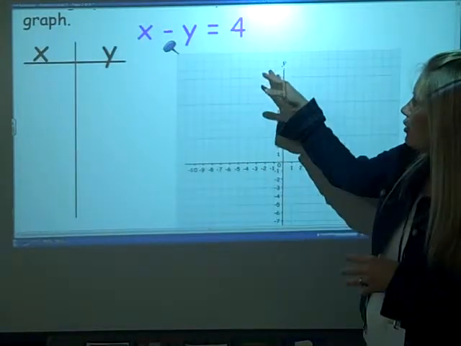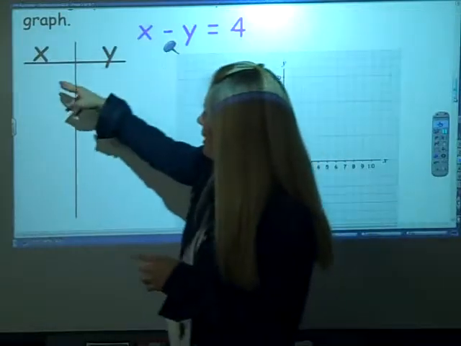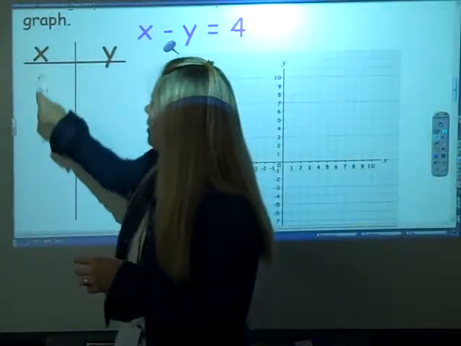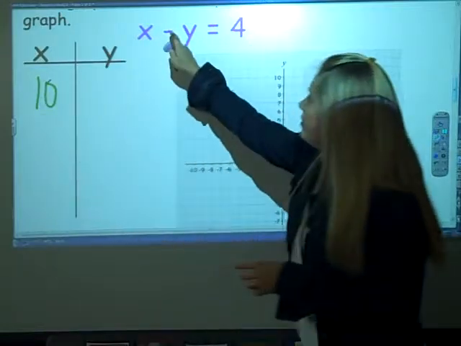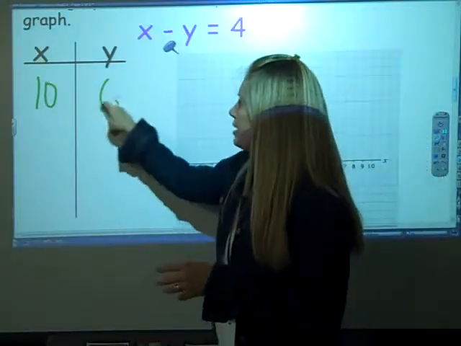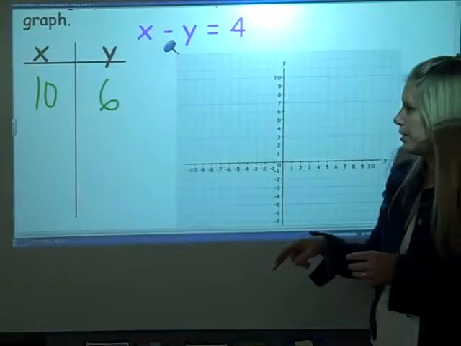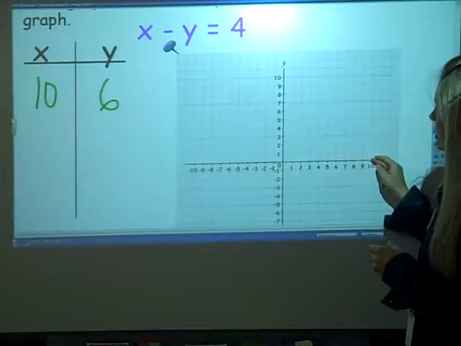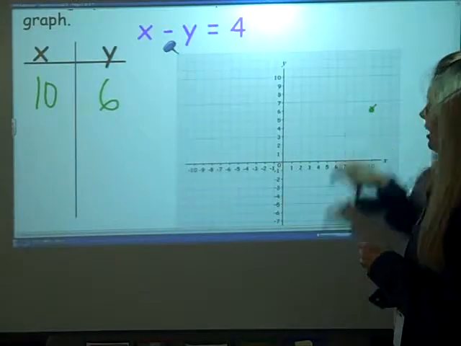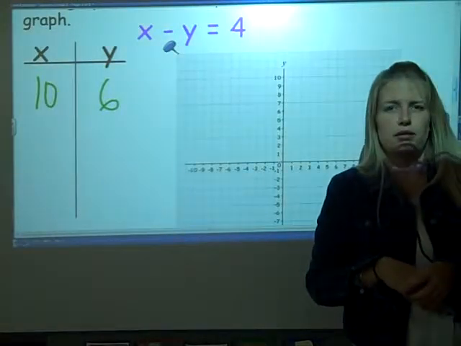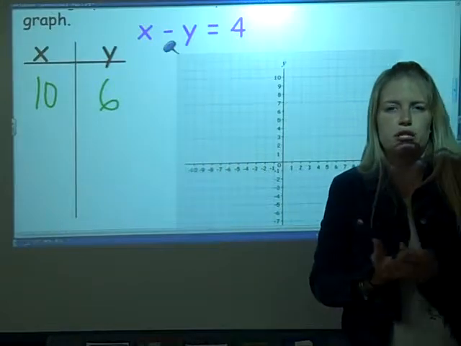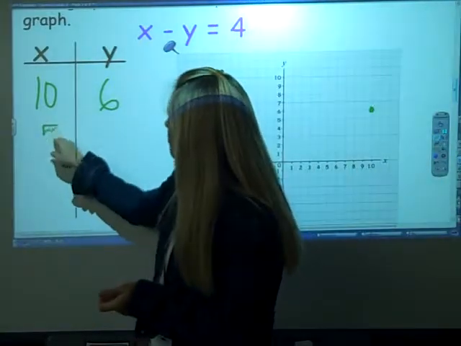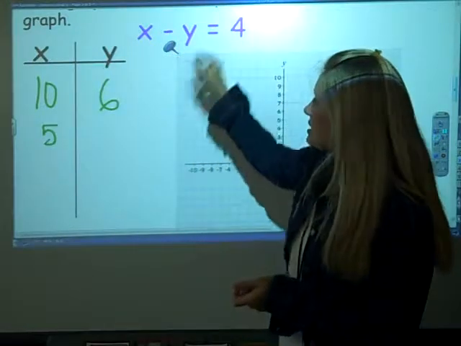So, all right, even if we use the biggest number, if I choose 10 for my x, grab a pen, 10 minus 6 would give me 4. So then I'm going to plot that, 10, 6. X is 10, y is 6. I put a dot. You don't have to label it anything. We don't have letters to go with it. These are just going to be dots. Okay, let's pick another one. What if I pick 5? 5 minus something has to give me 4.